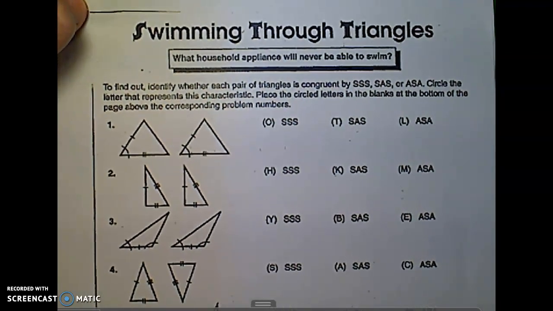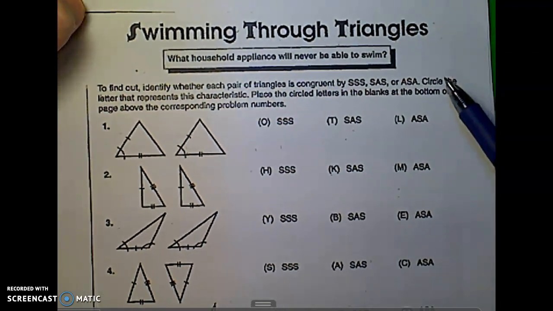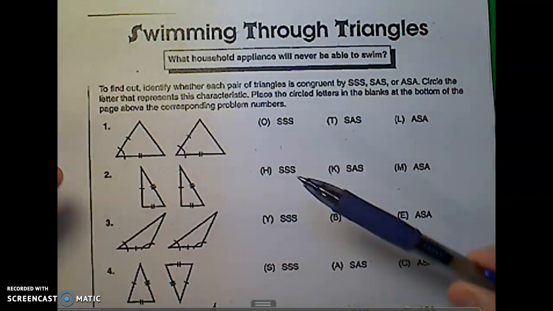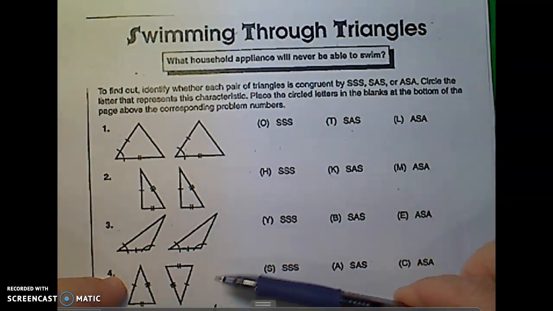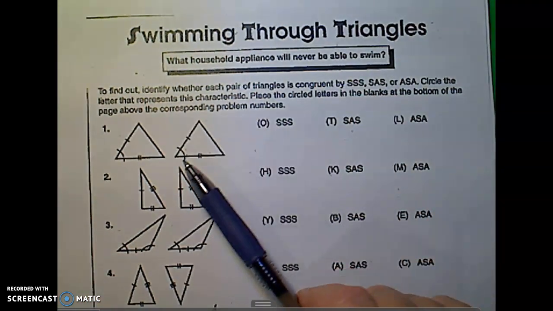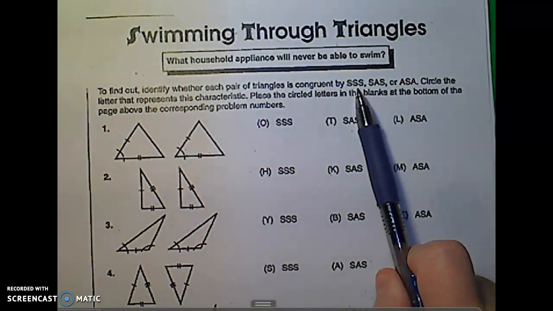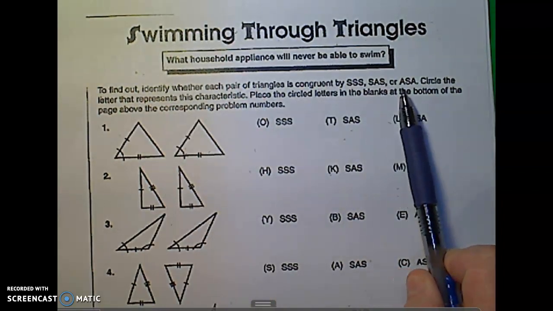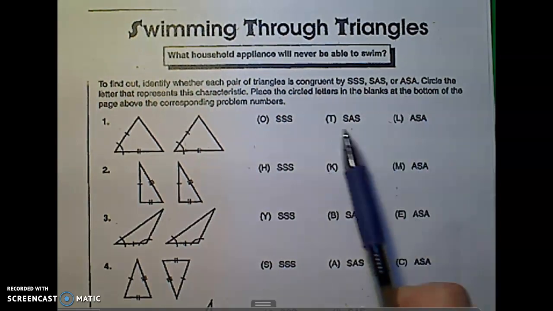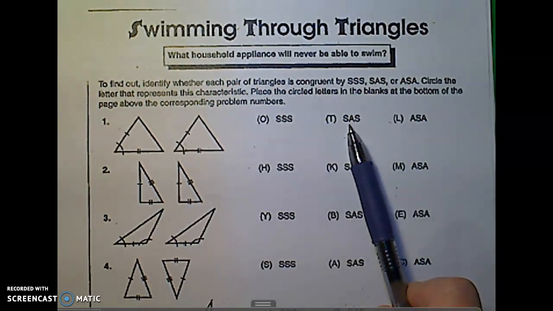So, swimming through triangles, the first one, this is the simplest page. Basically, we're looking at all these pairs of triangles. You want to figure out whether these triangles are congruent by side, side, side, side, angle, side, or angle, side, angle theorems. So you would just circle the theorem that you think is correct.